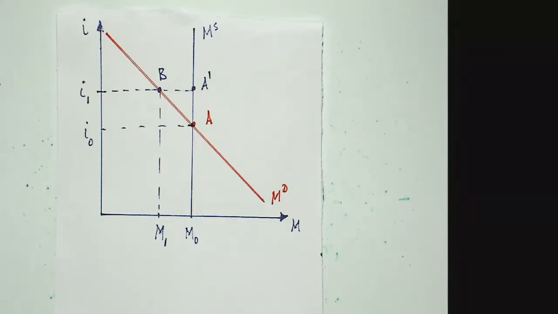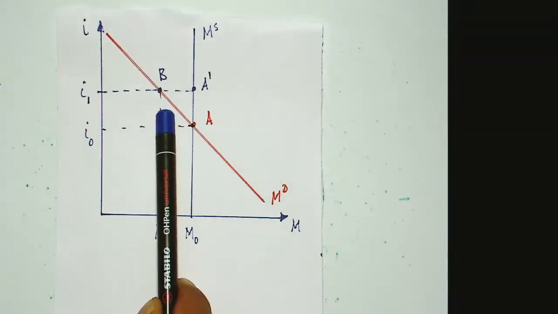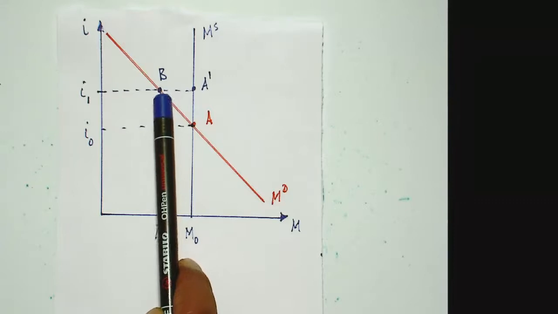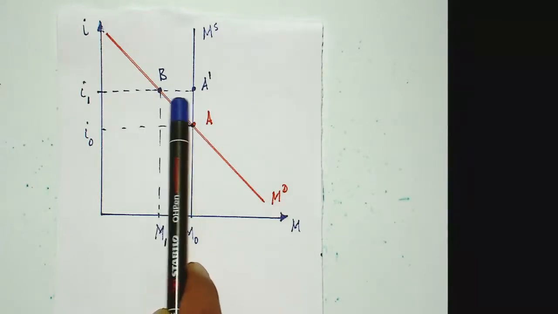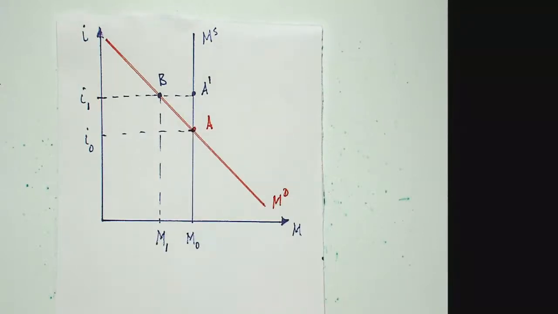So at I1, as you can see, our money demand, which is represented by the red line on the graph, is actually lower than our money supply, because at point B, our money demand is lower than the point of A prime on the money supply. So at this point, we have a lower money demand than that of the money supply. We are not in equilibrium. There is a deviation between money demand and money supply.